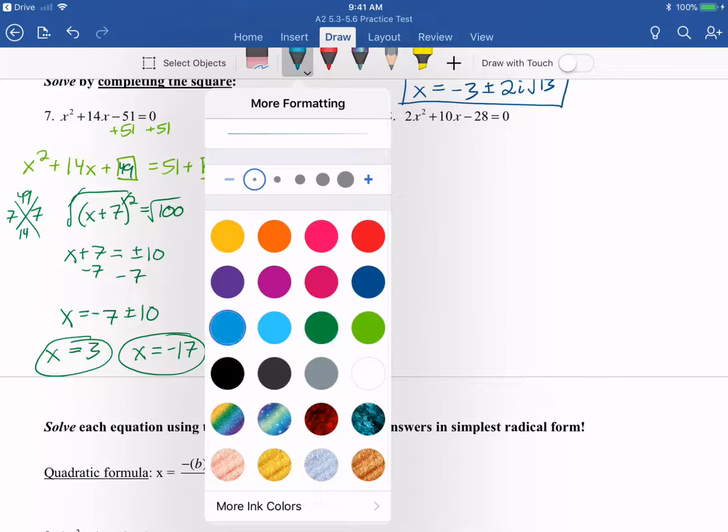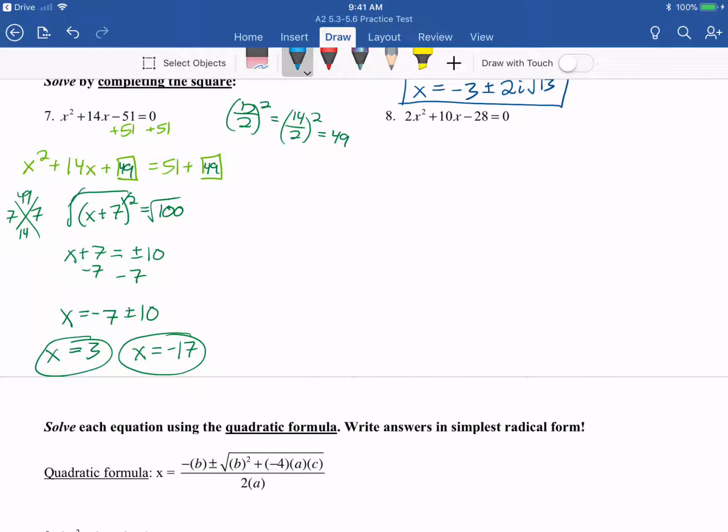All right, looking at number 8 now. Number 8, same process here. You got to add that 28 to the other side. Add 28. So now I have 2x squared plus 10x plus box equals 28, excuse me. And the reason why I didn't put boxes in at that time is because my a value here is 2. So remember that second step in that process, if your a value is not 1, you have to divide each term by 2.